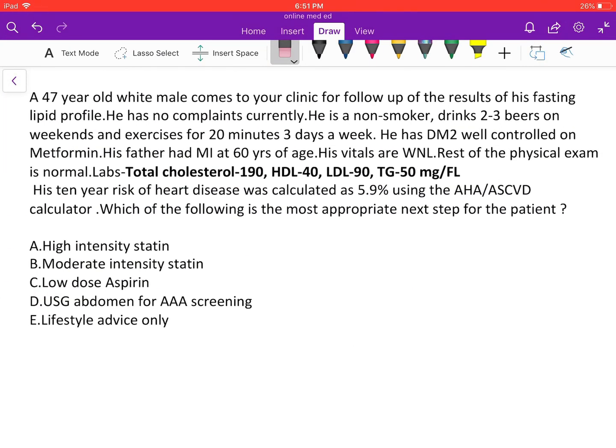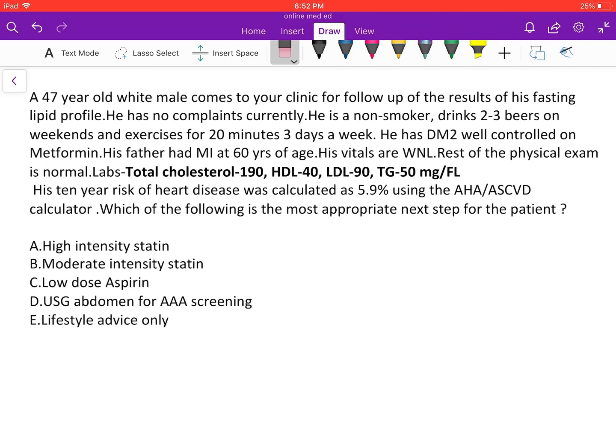Here we are. So you have a 47-year-old white male who's in your office for following up the results of his fasting lipid profile. He has no complaints, he's a non-smoker, drinks 2-3 beers on the weekend and exercises 20 minutes thrice a day. He has a past medical history of diabetes, well controlled on metformin. His father had an MI at 60 years of age. His vitals are normal, his physical exam is normal.